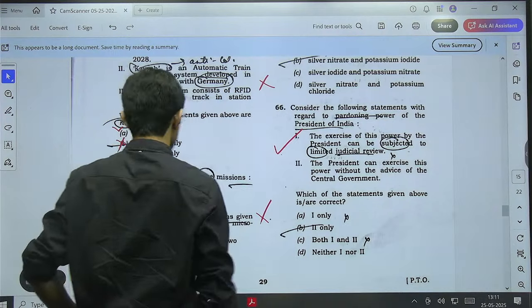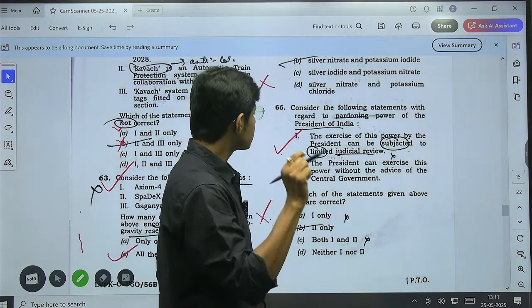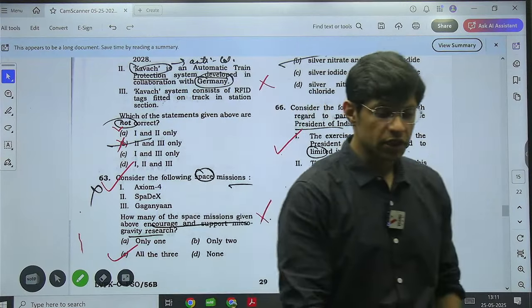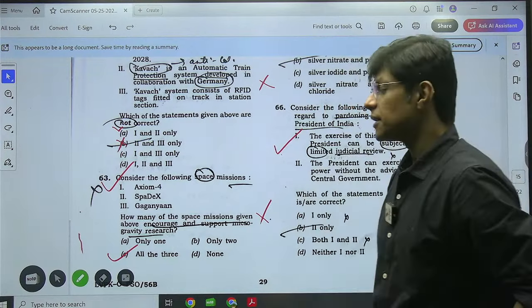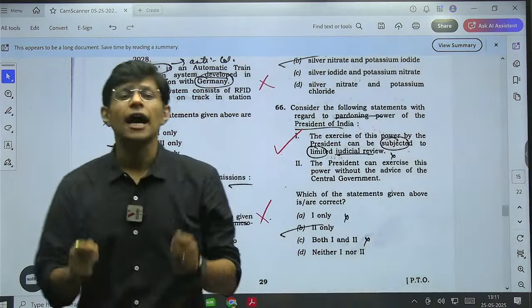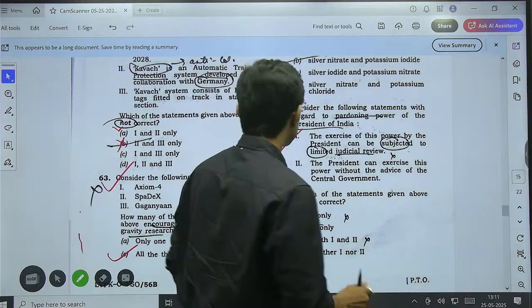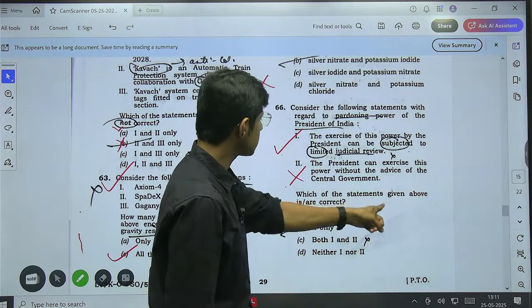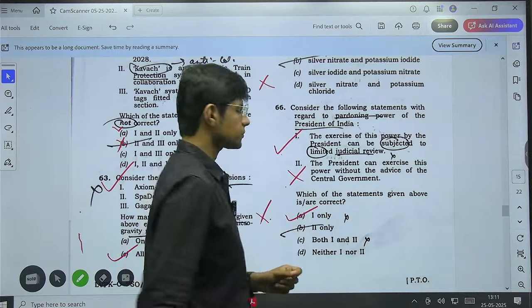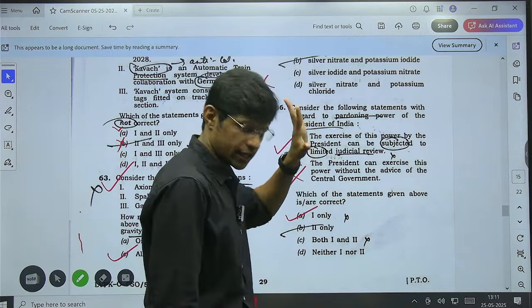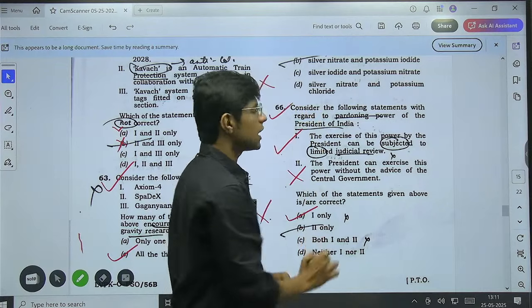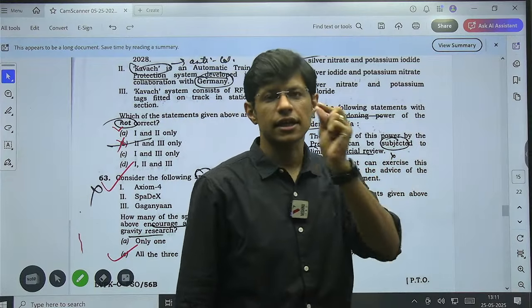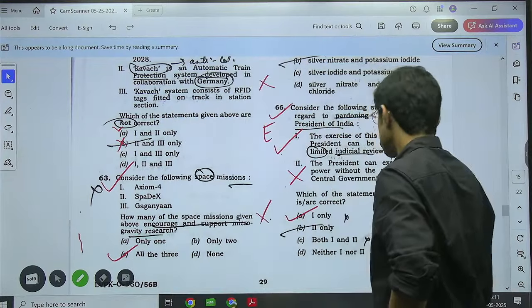Okay, the next: the president can exercise this power without the advice of the central government. Incorrect. What does Article 74 state? That the president is bound to act as per the aid and advice of the Council of Ministers. So this statement is inaccurate, and only statement number 1 is correct. Now this question, I will keep under the easy category. You cannot go wrong with this question. This is an easy question. Let us move on to the next question.